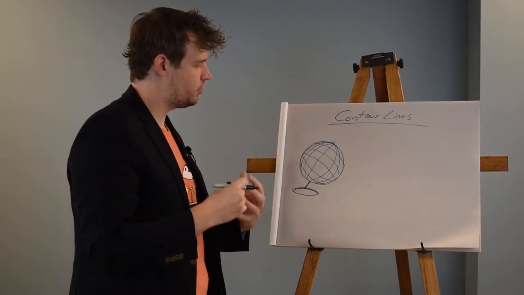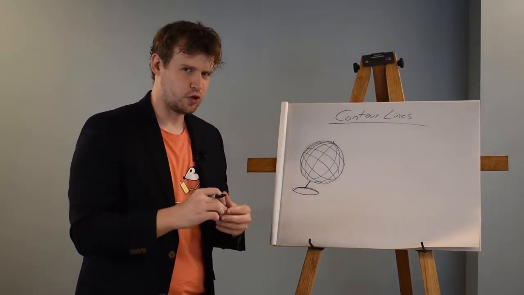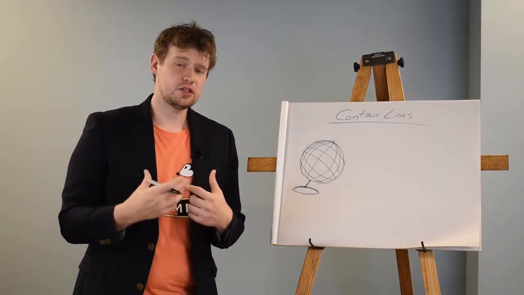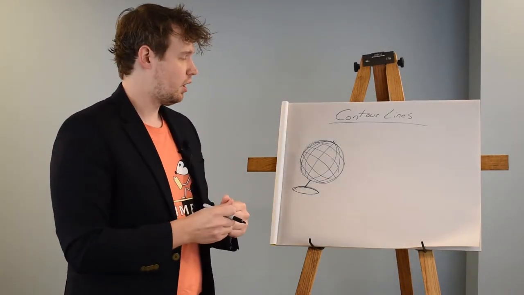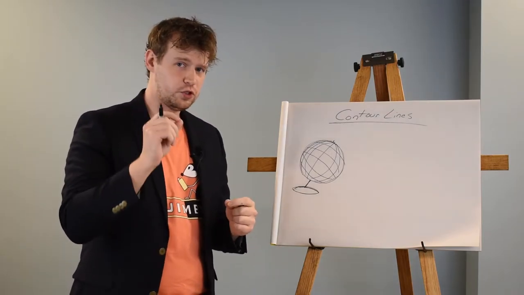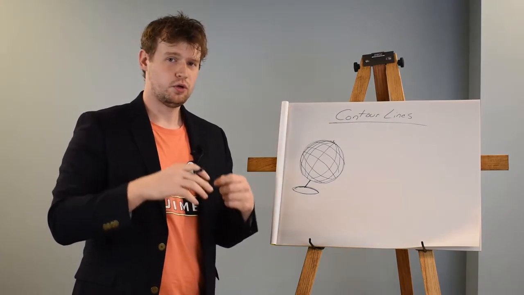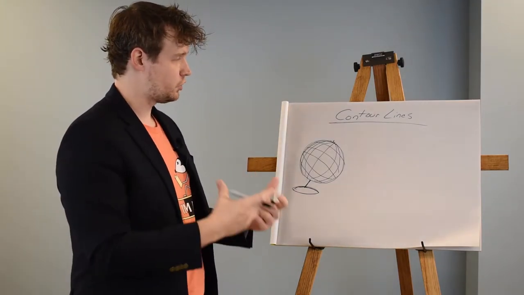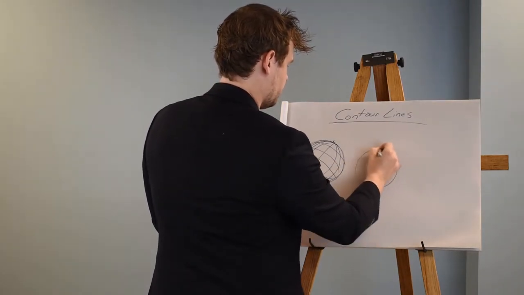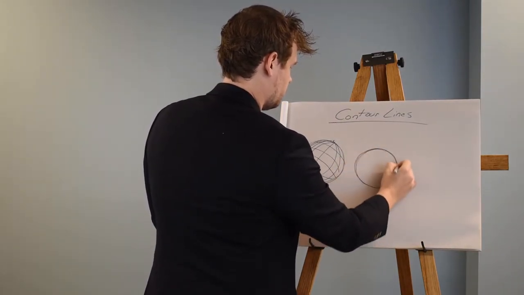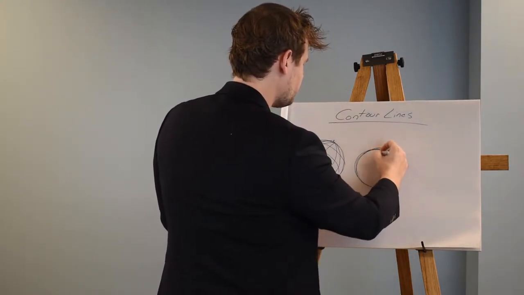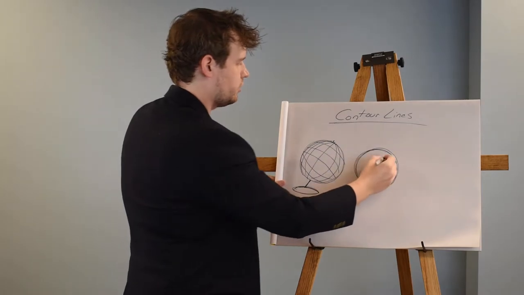They help us figure out the coordinates of what we're drawing, and they help us to communicate the idea that something is 3D. Even without shading, they're very effective. They're a nice little visual cue and can show the viewer that an object is 3D. So if I had a sphere and I wanted to put contour lines on it, they're going to follow the contours of the sphere.